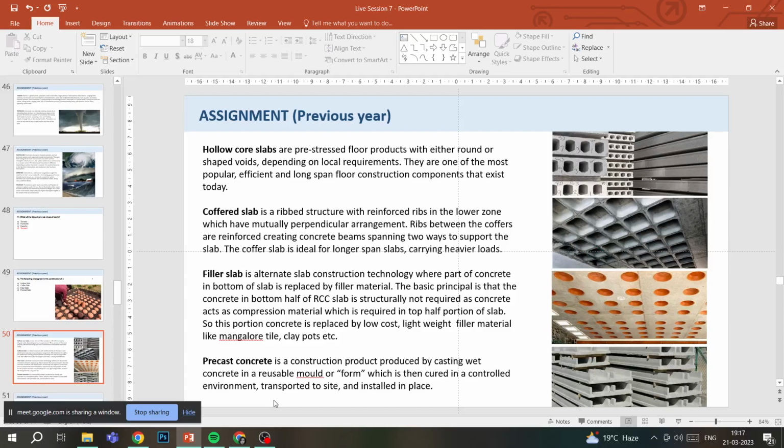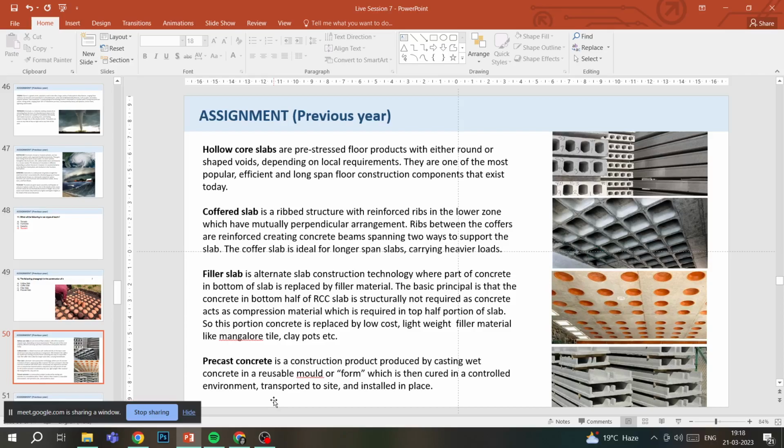Then coffered slab. A coffered slab is a ribbed structure with reinforced ribs in the lower zone which have a mutually perpendicular arrangement. It is also called a waffle slab. Basically there is a grid pattern of beams, ribs that are going on, that's why it's called a coffered slab. Ribs between the coffers are reinforced, creating concrete beams spanning two ways to support the slab, and it is ideal for longer span slabs and for carrying heavier loads.